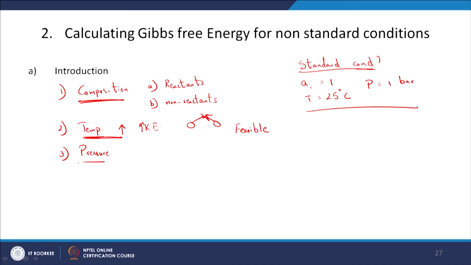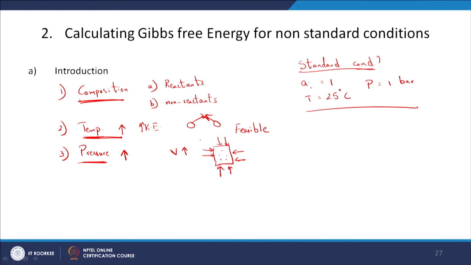With respect to pressure, for generic cases, let us say there is an increase in volume due to a reaction, say 2 moles going to 5 moles. Initially you had 2 moles and now you have 5 moles. But if you increase the pressure compared to the standard conditions, it resists the change in volume.